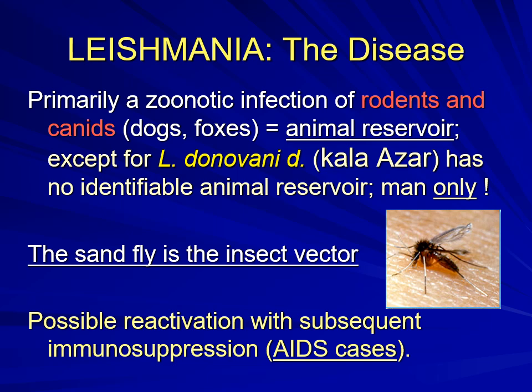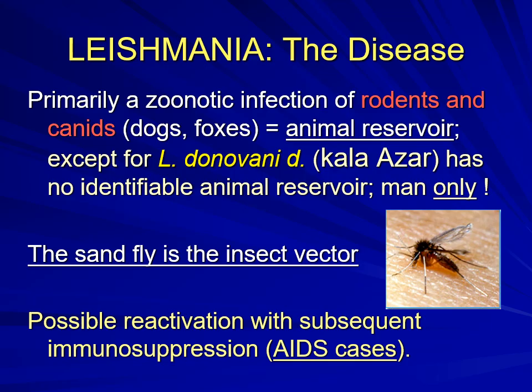Now, except for one species, which is Leishmania donovani, subspecies donovani as well, and this produces the disease of Kala-Azar, which means black fever in Indian, and that occurs in India and it has no identifiable animal reservoir. Man only. Man is the reservoir. And that occurs mainly in India.